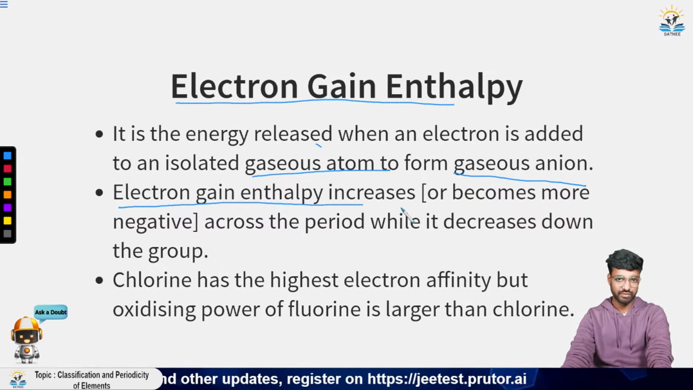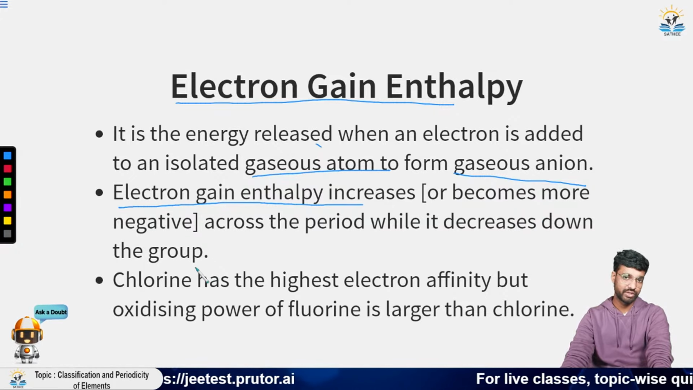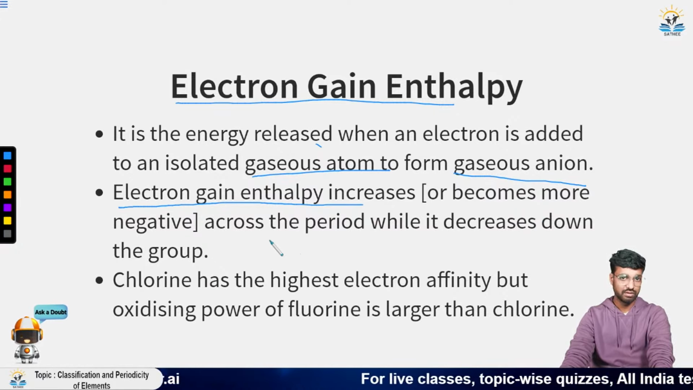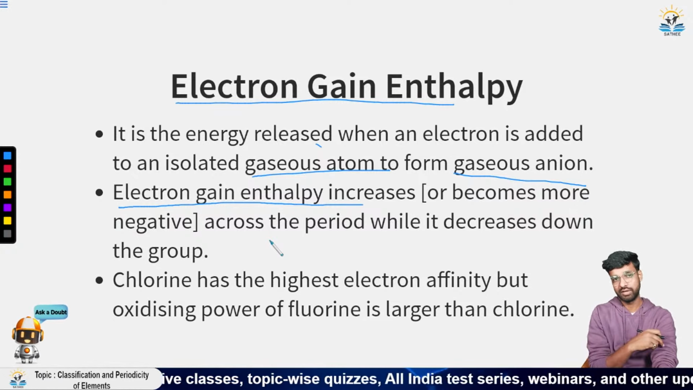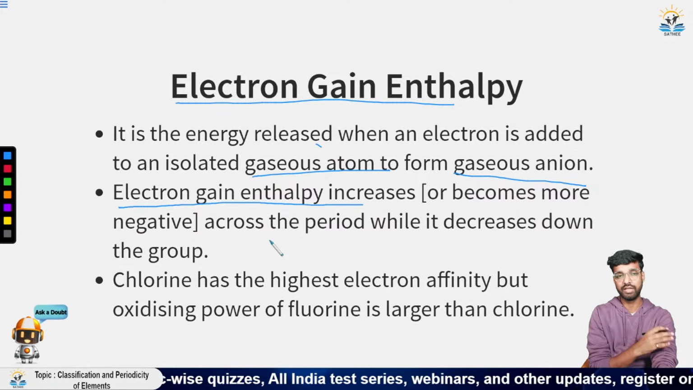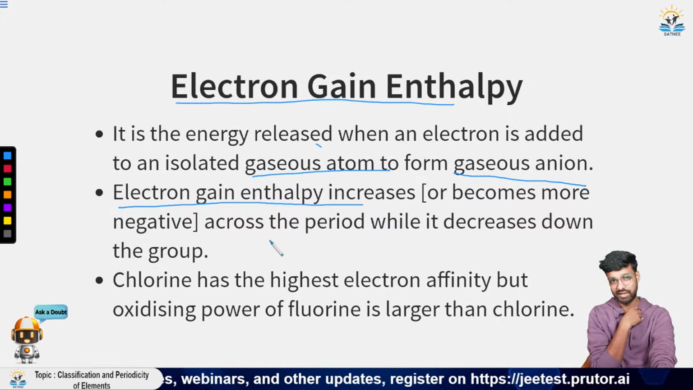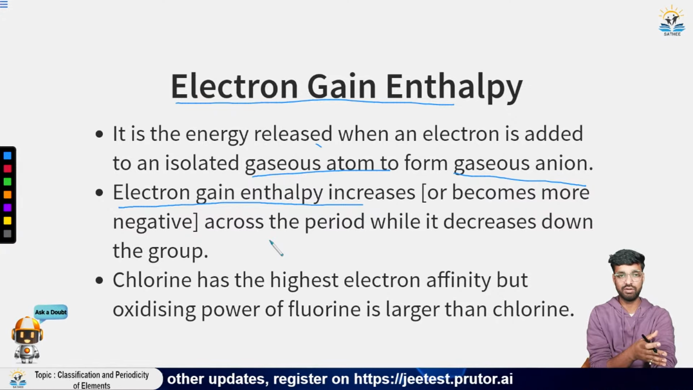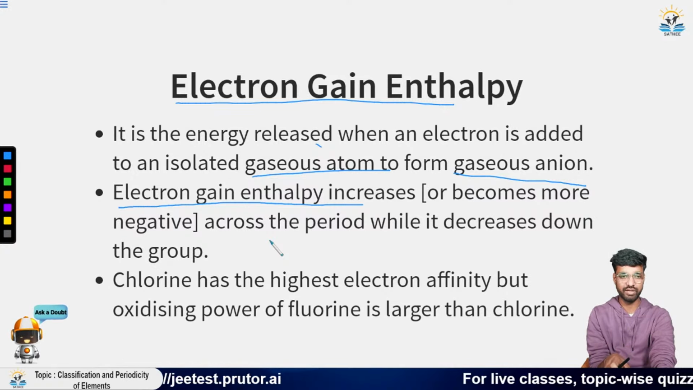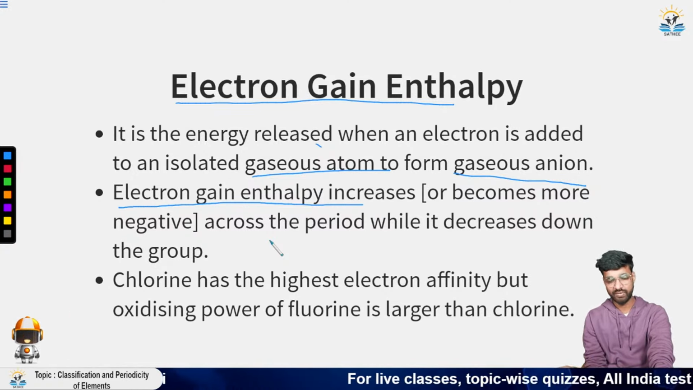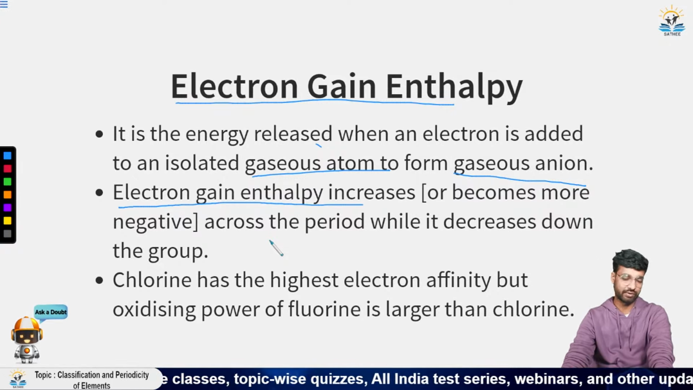Now what is the electron gain enthalpy trend? As we move across the period, it increases, and as we move down the group, it decreases. So we know the reason. Since we have to add one electron, the distance between the valence electron and the nucleus goes on increasing as we move down the group, so an atom having a smaller size will have a greater affinity to attract that electron. Similarly, as it goes across the period, its size goes on decreasing. So the element on the foremost left side will have a greater tendency to attract the electron.